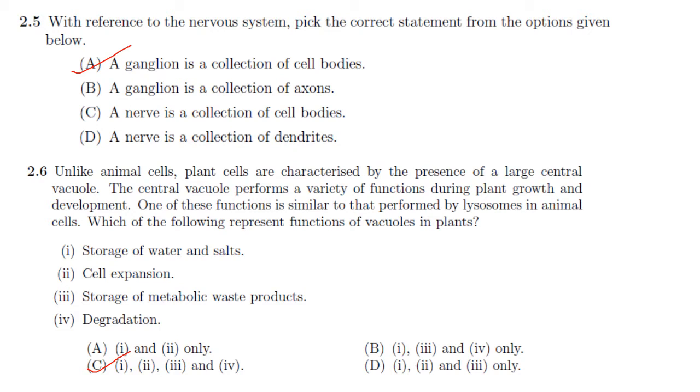So first one, storage of water and salts. Yes, vacuoles are involved in storage of water and salts in plants. Then cell expansion. For that also vacuoles are involved. Storage of metabolic waste products. Yes, they are also involved in storage of metabolic waste products in plants. Then degradation. So all four are correct. So answer is option C, 1, 2, 3 and 4.